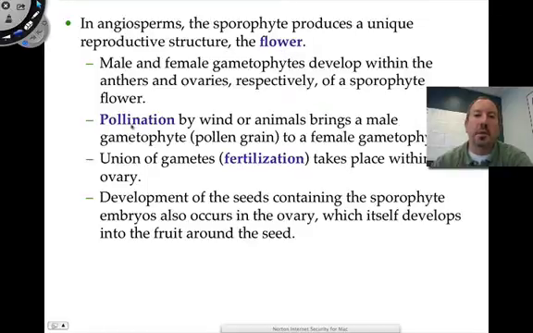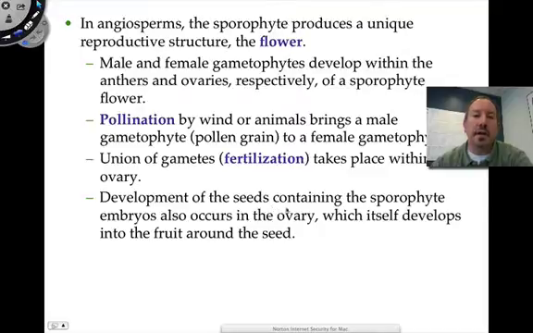And so pollination is a word that means that the male gametophyte is being transferred to the female gametophyte. Now that can be self-pollination within the same flower or cross-pollination, and that's either aided by wind or animals. And there's all kinds of pollinators that will help bring the pollen to the female embryo sac where fertilization takes place. Fertilization takes place in the ovary, and more particularly in the ovule inside the ovary.